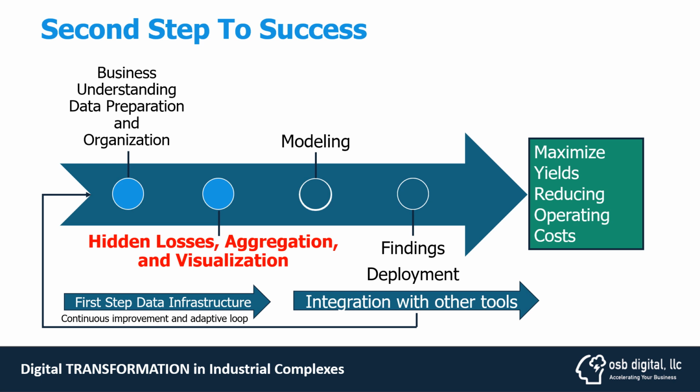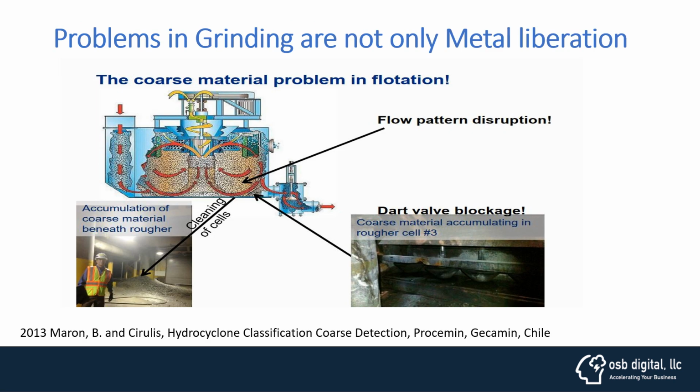Then the next step was really to identify these hidden losses and problems that we have in general. And if you can see here, if you don't have the right size distribution, not only is it affecting your grinding, but also the flotation cell gets accumulated material. As you can see here, this was reported by Maron and Ciroulis at the Prosemin meeting in 2013 for Kennecott.